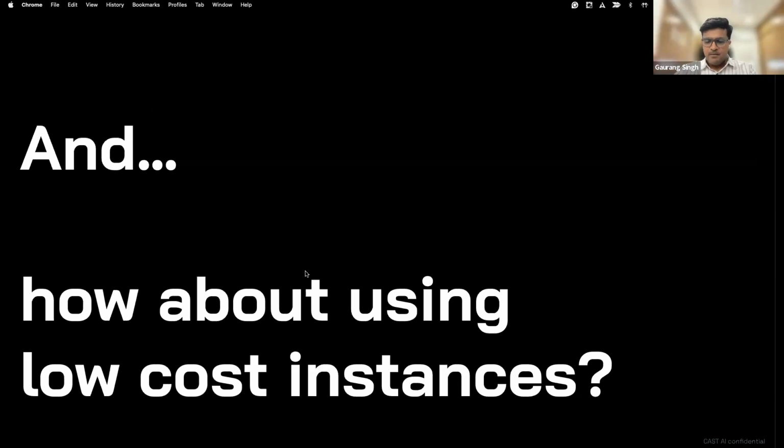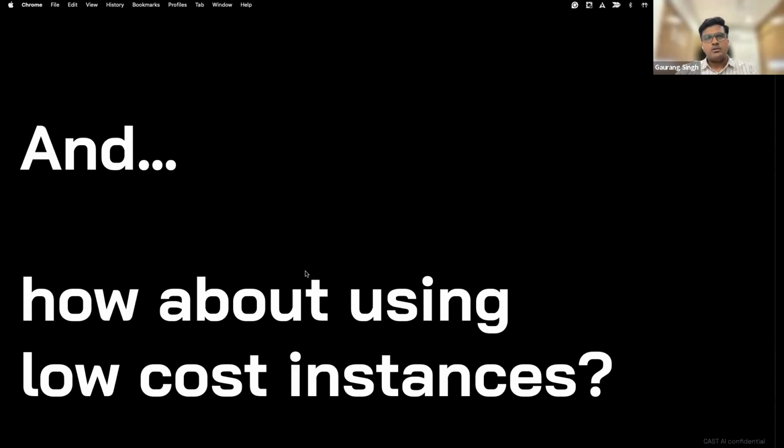Next, once we understand the problem, the next thing we do is try to solve it line item by line item. When you list down your bill, you understand that the maximum line item you are paying for is your compute cost. Your EC2 cost, your VM cost, is the biggest line item. So you think, okay, this is my line item cost, why not try to solve this problem?